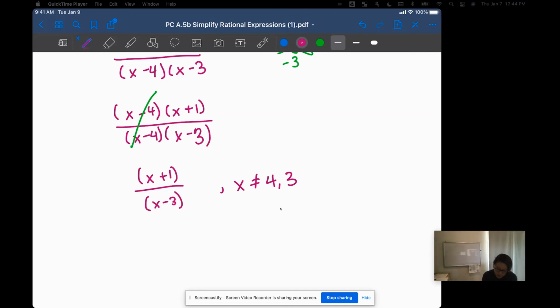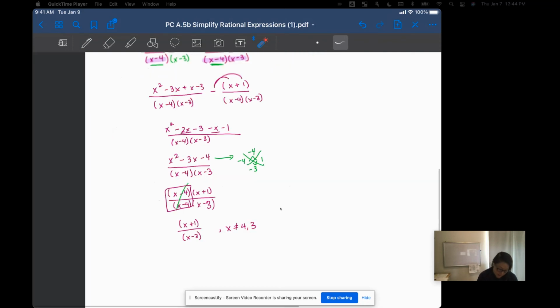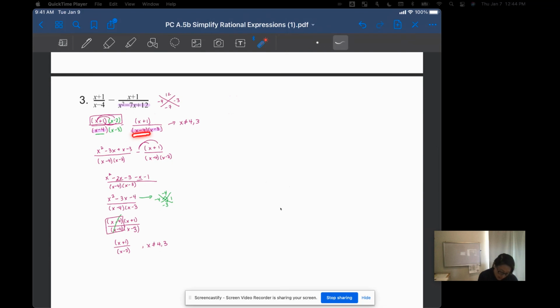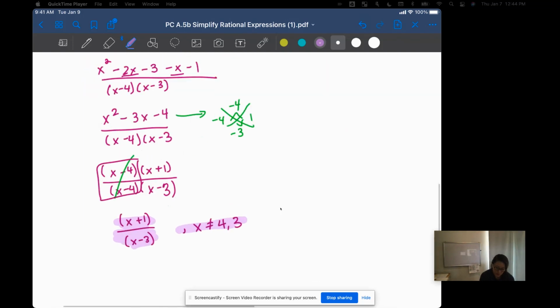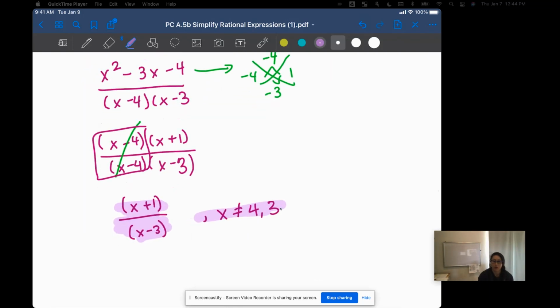And because the x minus 4 canceled out, I can't really tell from my answer that x can't equal 4. It's really the rule comes from the beginning of my expression. So my answer is x plus 1 over x minus 3, where x cannot equal 4 or 3.